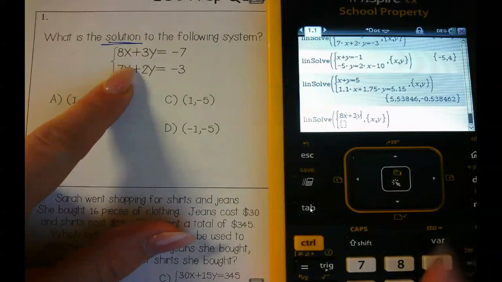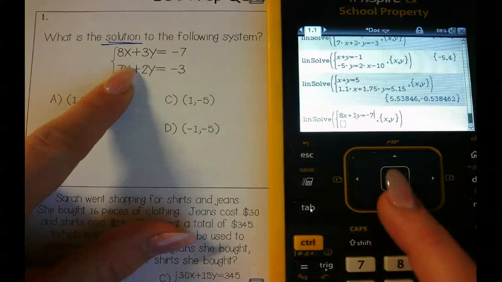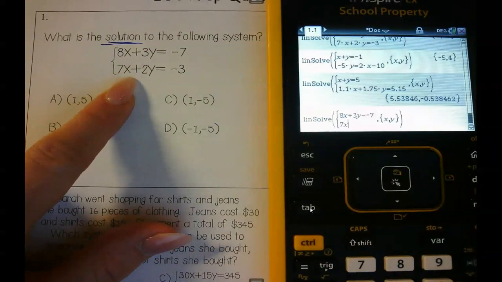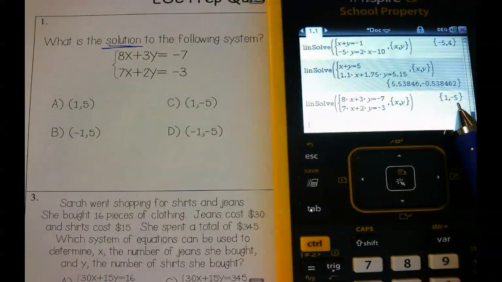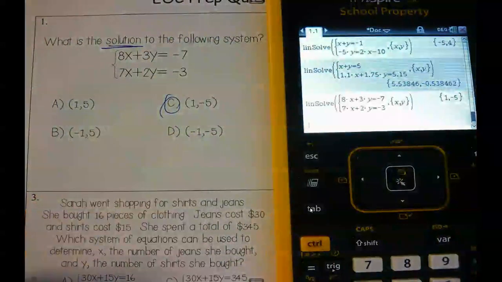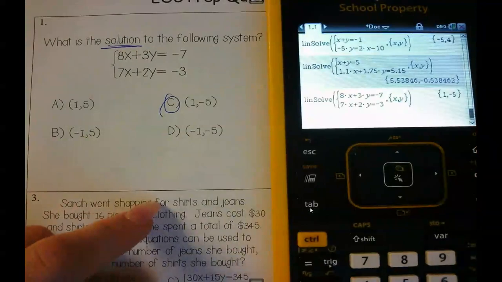8x plus 3y equals negative 7. 7x plus 2y equals negative 3. And that gives me 1, negative 5. I don't change anything about what the calculator gives me. I find it exactly as it is in my answer choices. Make sure you are paying attention to the signs.